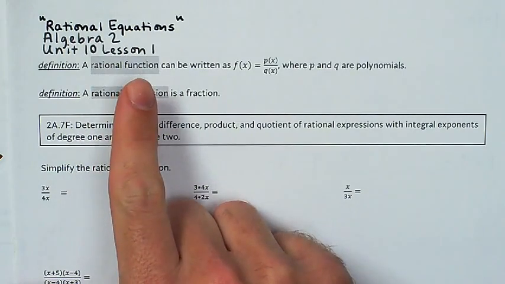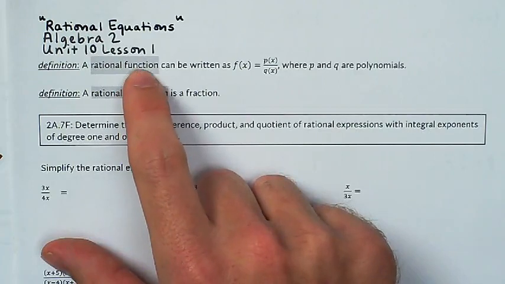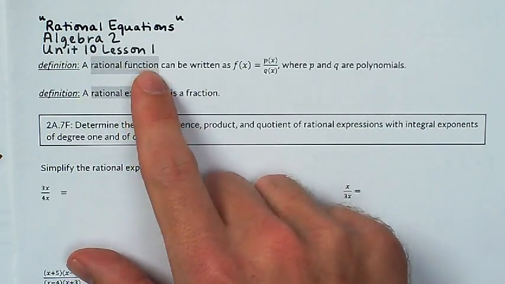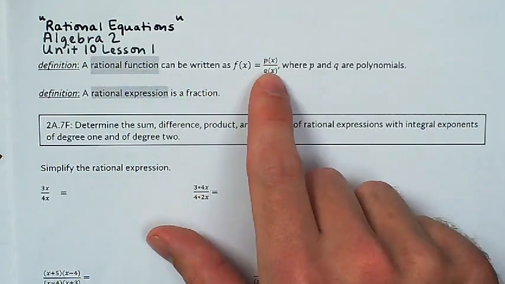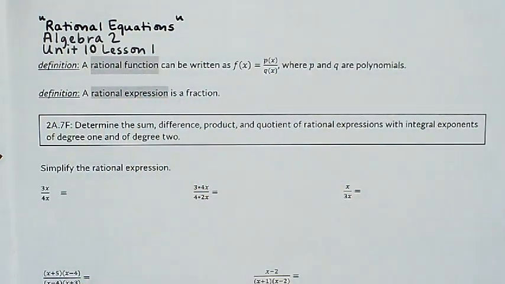So a rational function is kind of like a rational number, right? We've talked about rational numbers in this class. A rational number is a fraction. It can be written as a ratio of two integers. Well, a rational function can be written as the ratio of two polynomials. Okay, and a rational expression is some kind of fraction like these things that we're going to be simplifying down here.